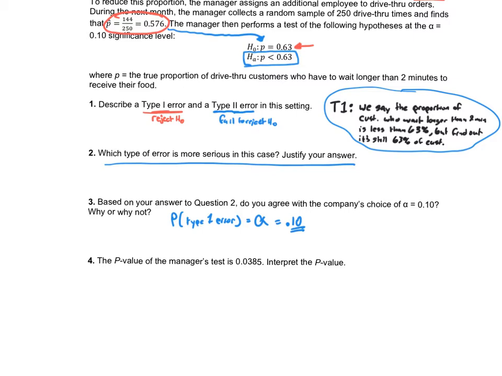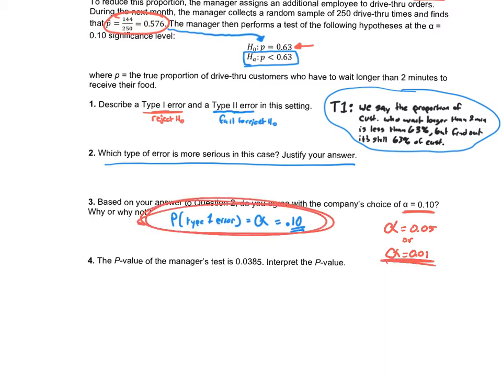So I'm going to say, you know what? No. If I think a type 1 error is bad, then reduce my alpha. I would probably say alpha at 5%, or maybe even go alpha at 1%, right? Because if I don't want to make a type 1 error, reduce your alpha, because type 1 error is directly correlated to your alpha level.